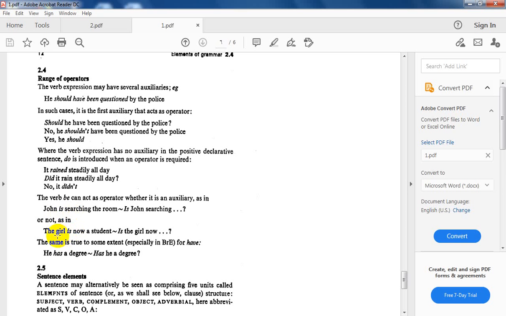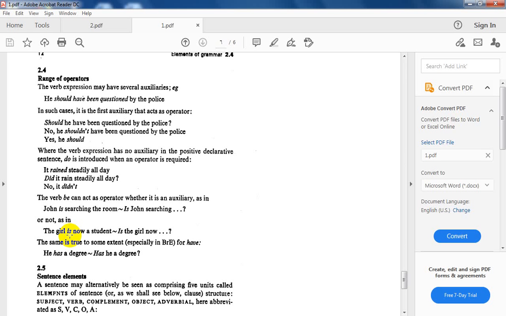But the girl's now a student. Look at it: what do I have? Is. Here, what is it supposed to be? What do I not have? An operator. So I will make use of the be verb as an operator by which I can negate the sentence, saying: the girl is not now a student, or to make a question: is the girl now a student?